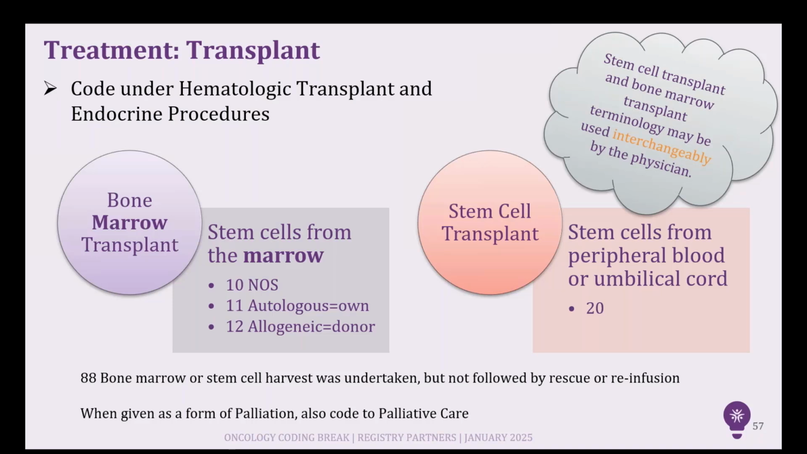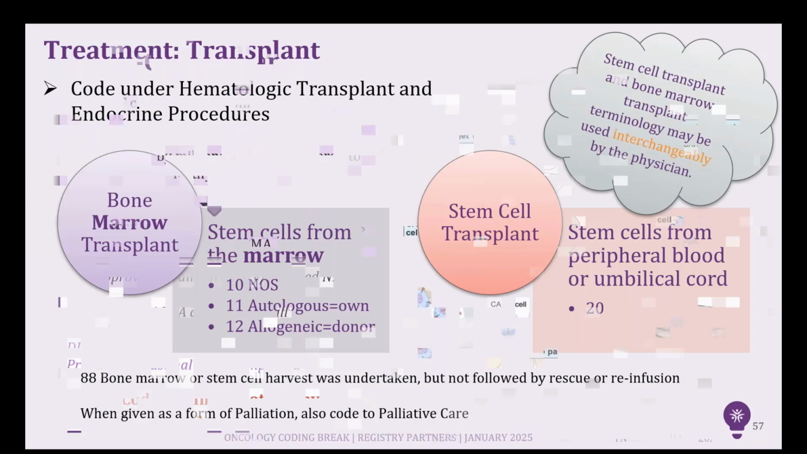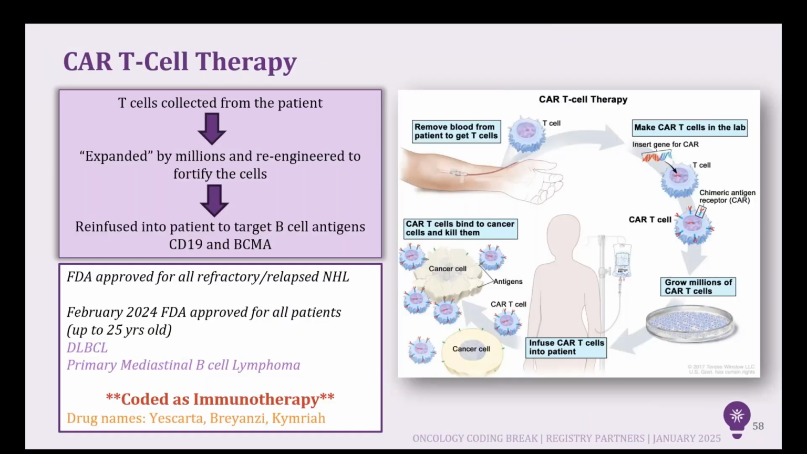The last treatment we'll discuss today is CAR T. So in this procedure, the patient's own blood is taken, the T cells are removed, and then in a lab, these T cells are modified to have special receptors called chimeric antigen receptors, or CAR, that help them recognize and attach to the lymphoma cells. And then these cells are grown in millions before being reinfused back into the patient. This is a targeted treatment for lymphomas that are positive for CD19 or BCMA.